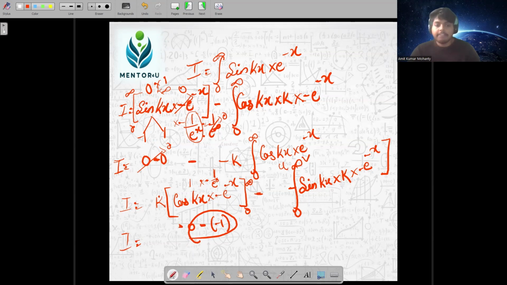Now, if I solve this particular value, what will I get? Minus of minus 1 multiplied by k. The output is k. Clear? Minus of minus 1 is plus 1. So k into 1 is k. Now, with this particular part, before multiplying the k, I'm leaving it as it is because we have found this particular value, which is 1. So it is 1 minus, yes.